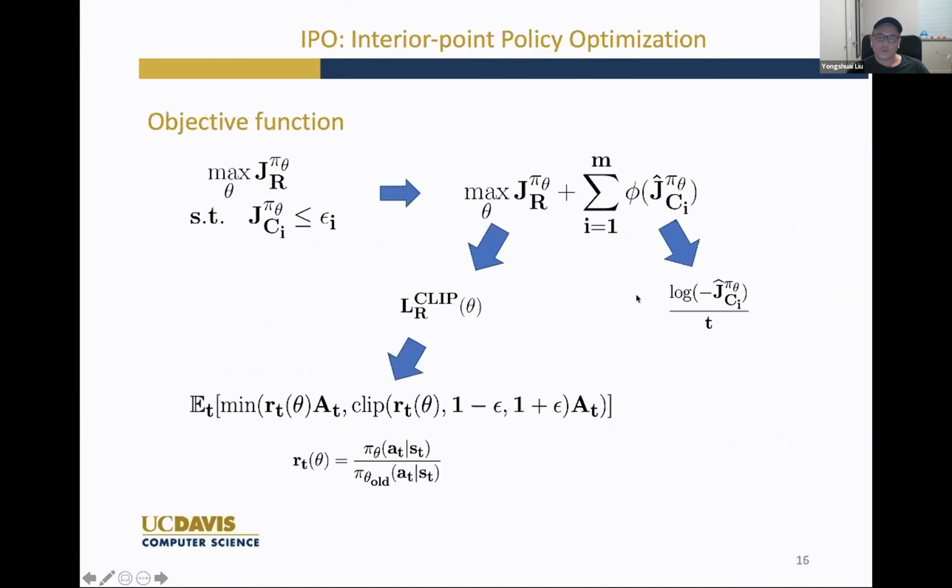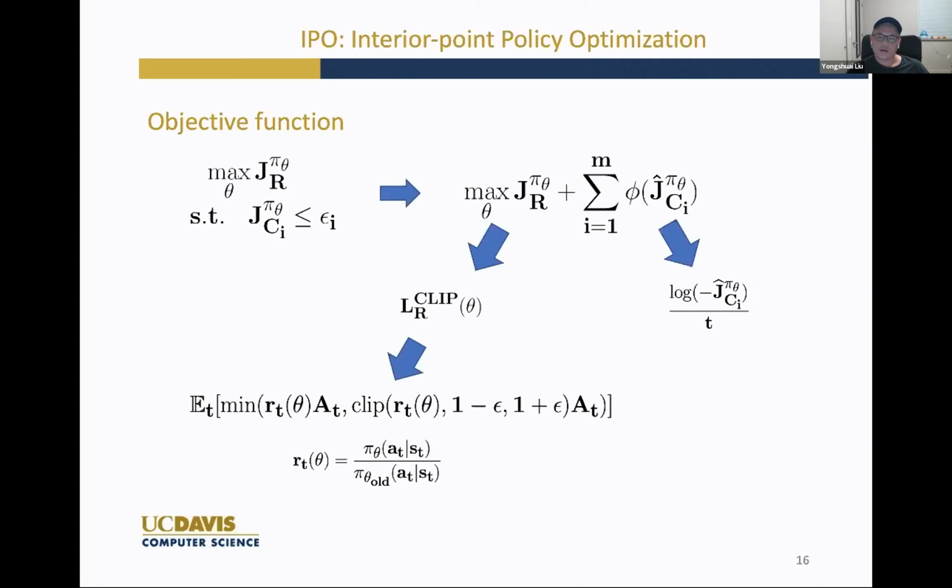Here we use a penalty function, the log barrier function, so we convert the constrained optimization problem to an unconstrained problem. The first part is the objective function, and the second part is the penalty. For the first part, we use the standard PPO to solve the problem, where PPO does a clip so that the policy does not change too much, and it can guarantee that each time the policy will improve. So this is our method to handle the cumulative constraint in reinforcement learning.